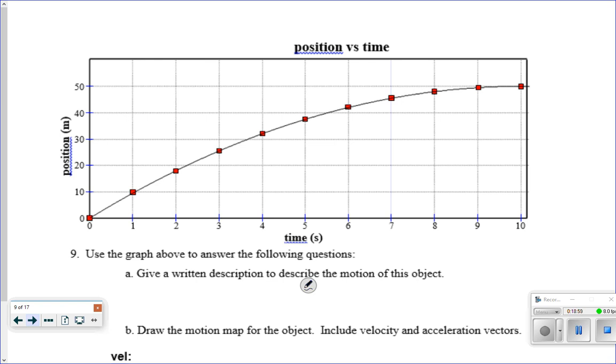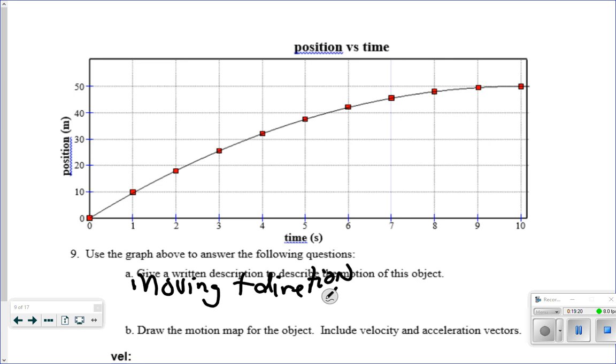Ooh, we're back to position time graphs, but now they are curving. We are getting crazy here. Okay. Oh, written description. Describe the motion of this object. All right, first of all, it's moving in the positive direction. So let's keep that in mind.